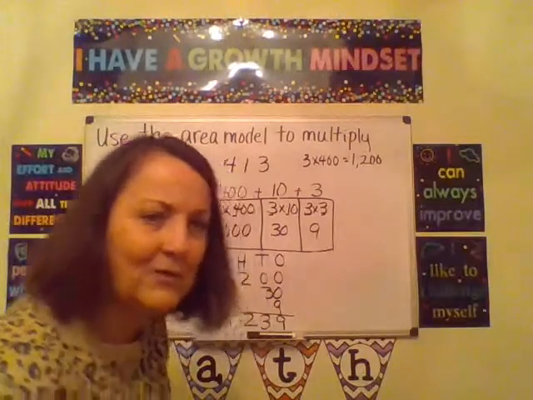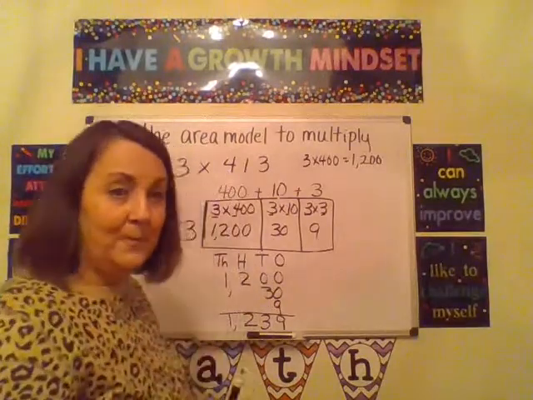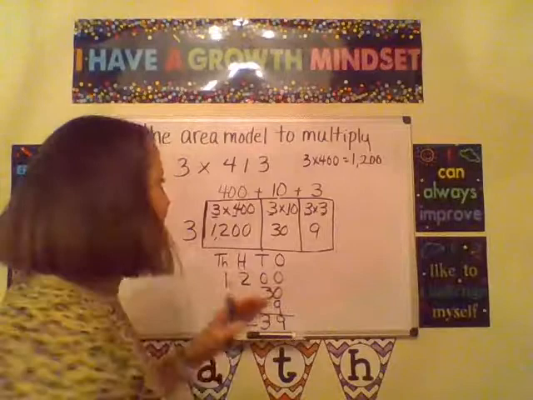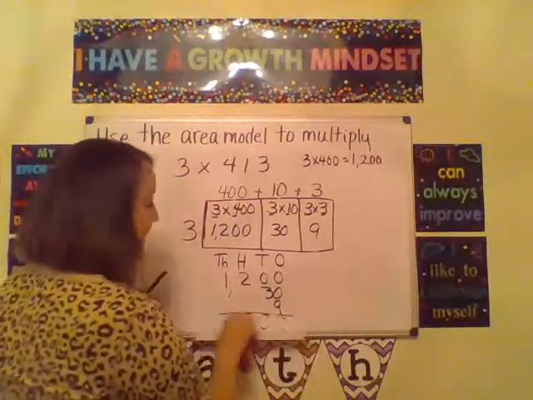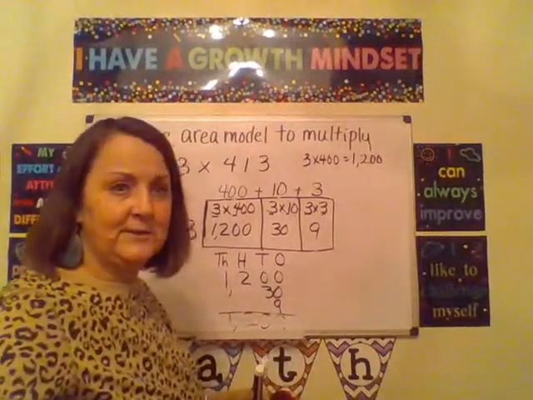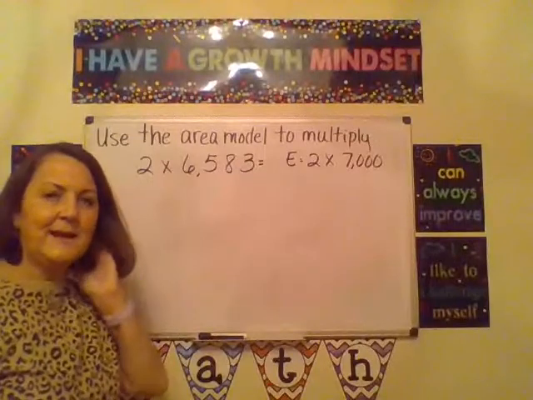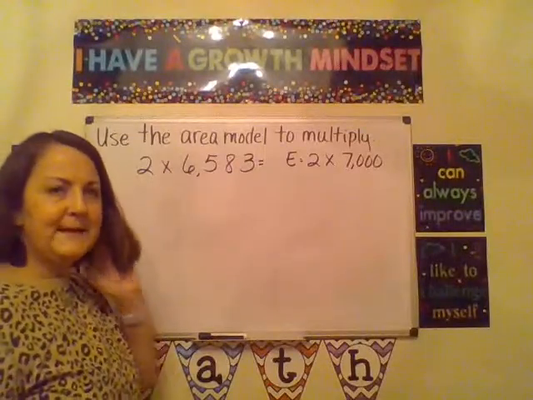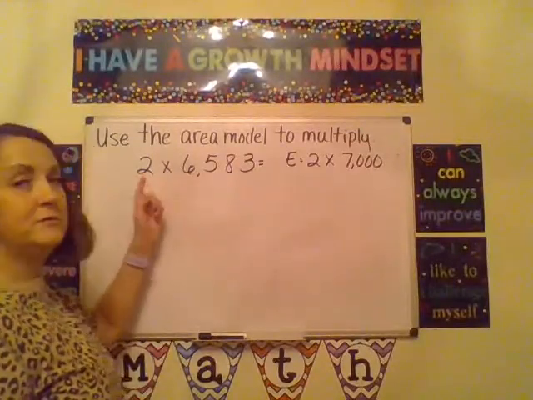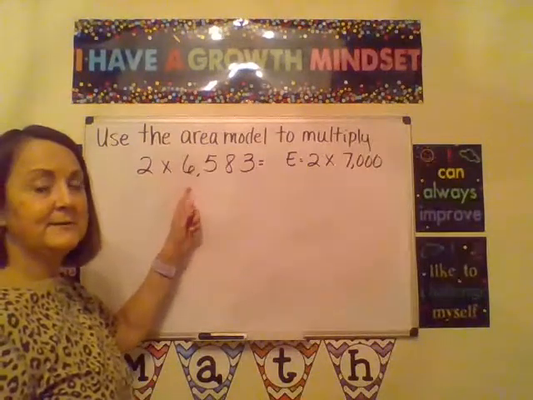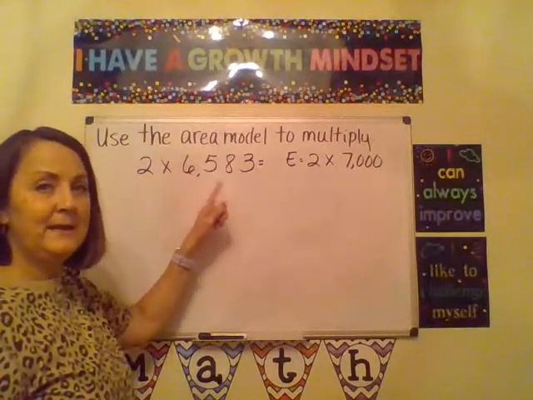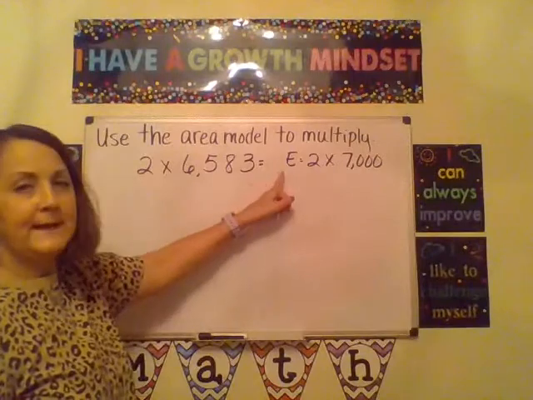All right, boys and girls, we're going to do one more. And I want you to copy everything. And this time we're going to do a 4-digit. So get ready. We're back. Here's our last practice problem for the day. I want you to write in your journal 2 times 6,583. Then we're going to estimate.